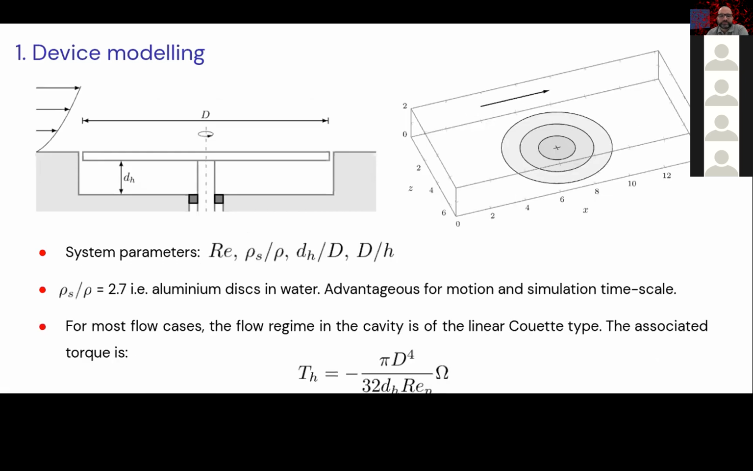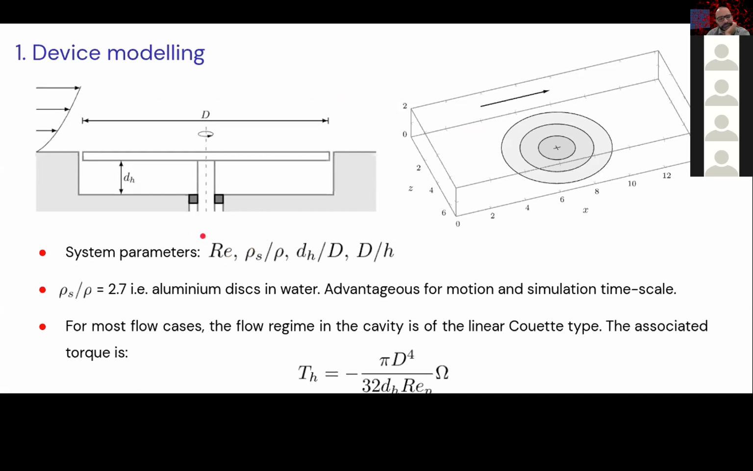Therefore, here again we show the device. We show our channel, and we also show a disk of several sizes fitted to it. We will simulate the disk of increasing size, and the parameters of the system are obviously the Reynolds number of the flow, the density ratio, so the density of the solid disk to the density of the fluid, and then the cavity aspect ratio, so the cavity depth dh to the disk diameter, which determines the nature of the flow in the cavity, and the relative size of the disk to the channel half height.